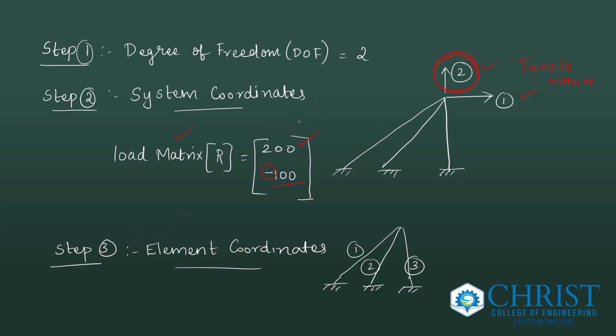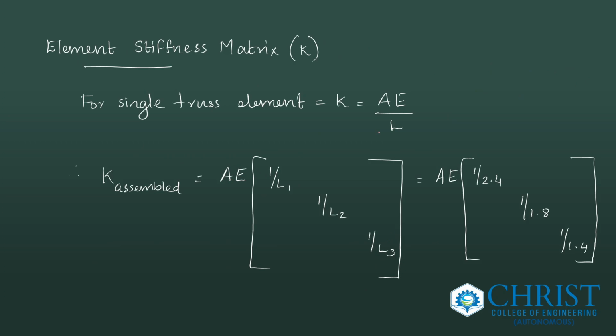Okay, then third step is element coordinates. We have three elements: element 1, element 2, element 3. Now element stiffness matrix is my fourth step. For a single truss element, we have derived the stiffness matrix as AE by L. If there are three truss elements, what will be the formula? We assemble the stiffness matrix as done in the continuous beam problem. AE into, if the lengths are different, then we will get the formula as 1 by L1, 1 by L2, and 1 by L3. The other terms are 0 for the matrix.